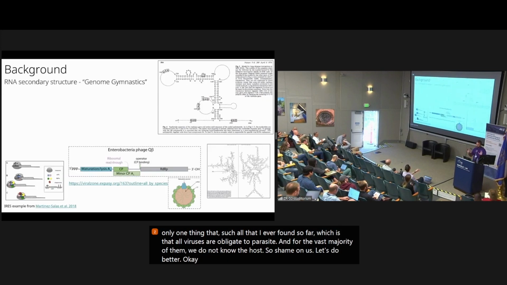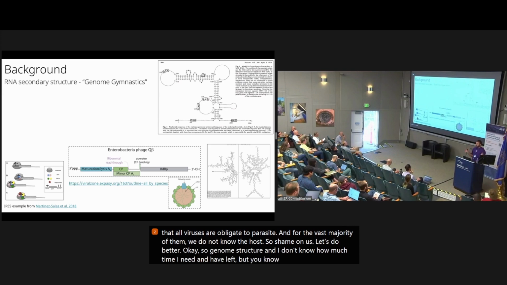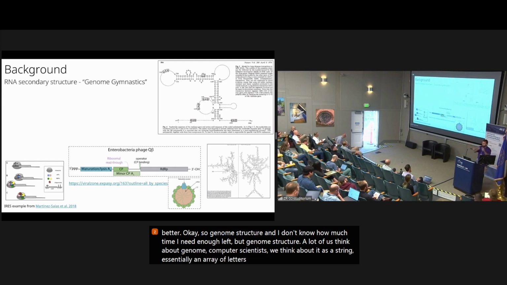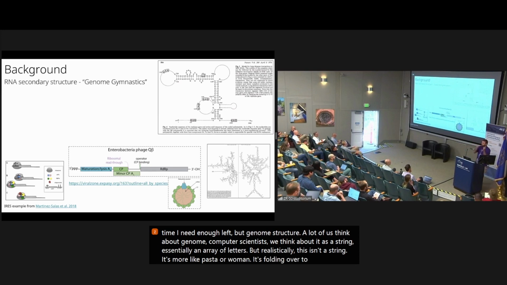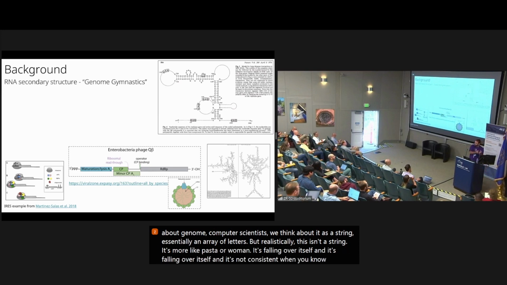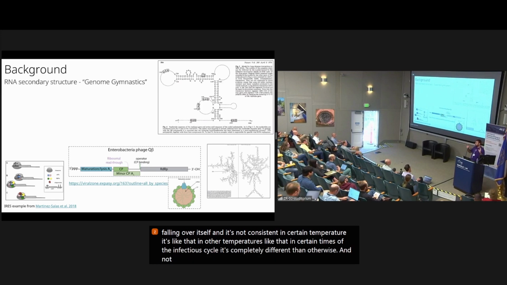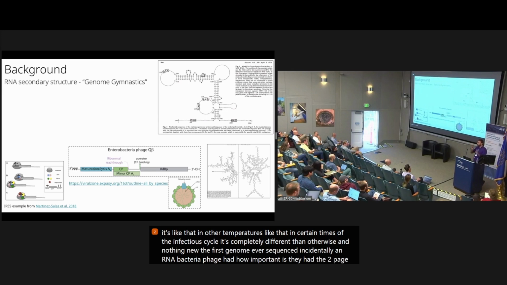Okay, so genome structure, and I don't know how much time I even have left, but genome structure. A lot of us think about the genome, computer scientists will think about it as a string, essentially an array of letters. But realistically, this isn't a string, it's more like pasta or ramen. It's folding over itself and it's not consistent. At a certain temperature, it's like that, at other temperatures like that, at certain times of the infectious cycle, it's completely different than otherwise. And nothing new, the first genome ever sequenced, incidentally an RNA bacteriophage, how important is that, had a 2-page figure just with the genome structure.